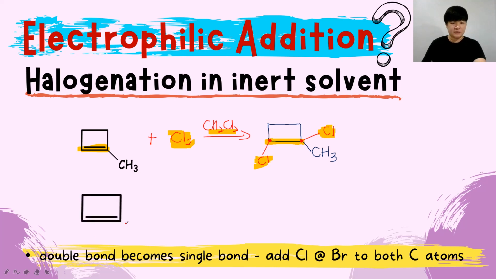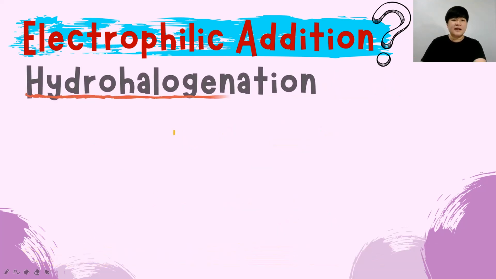Let's try another example. Simple example as well. And I add in my Br2 in CH2Cl2. Alright, that is your inert solvent. So what are the changes? The same. Your double bond becomes single bond. You just copy the entire structure but remove the double bond. And your new friend right now will be your Br because we are adding in Br2. And that's it.